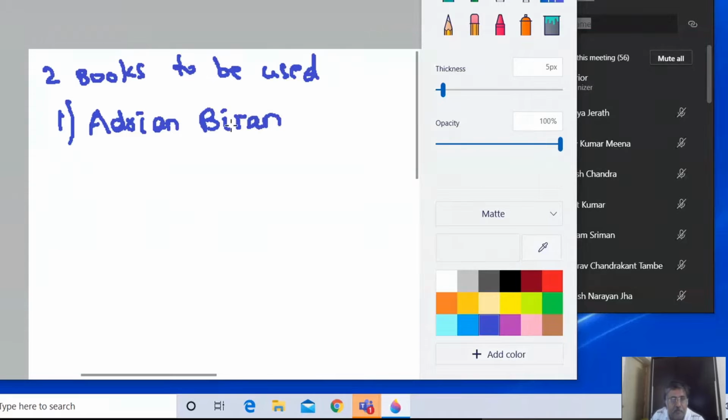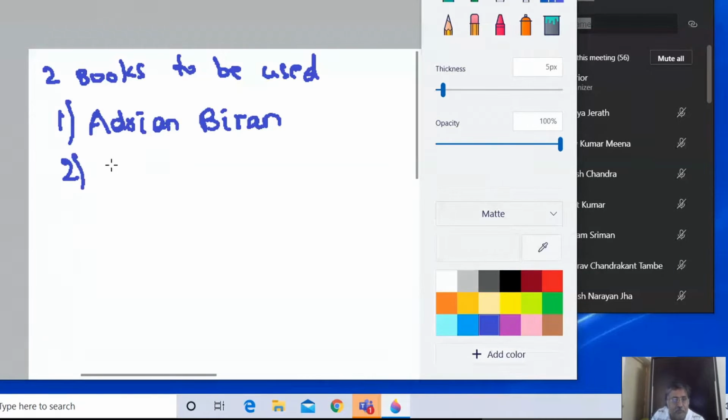Adrian Biran. It's the author's name, and it is a book on ship hydrostatics and stability. That is the name of the book. So actually, I have opened that book here, and I'll be going through that. You cannot see this, but I'll go through it and explain it here. That seems to be better for me.